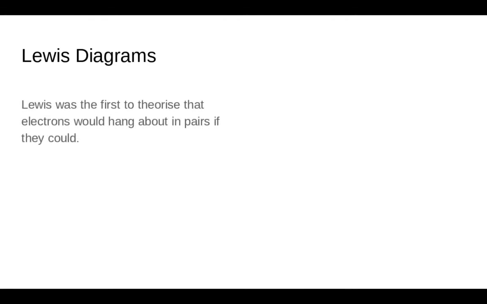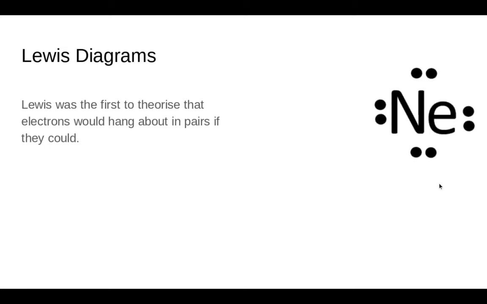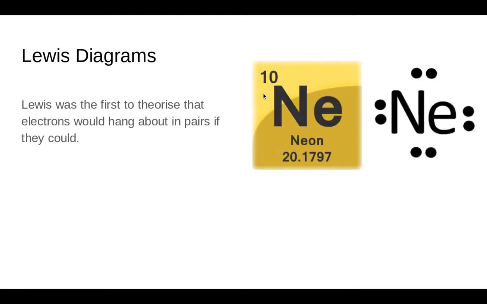So Lewis was the first to theorize that electrons would hang about in pairs if they could. So look at neon. Okay? Neon has 10 electrons, but we only want the valence electrons, so 2 and then 8. So that's why neon has 2, 4, 6, 8. And notice how they're arranged in pairs in a north, east, south, and west. Okay?